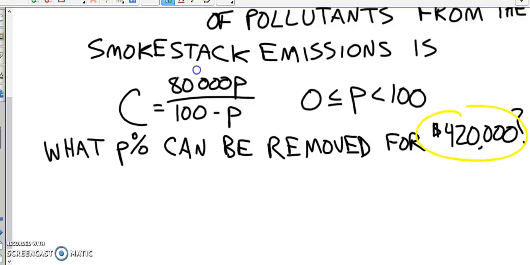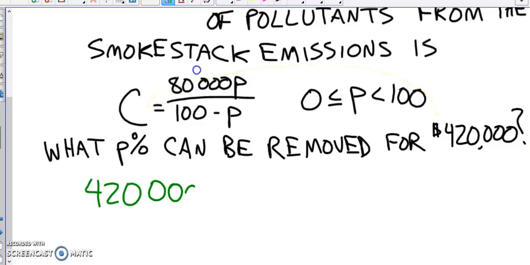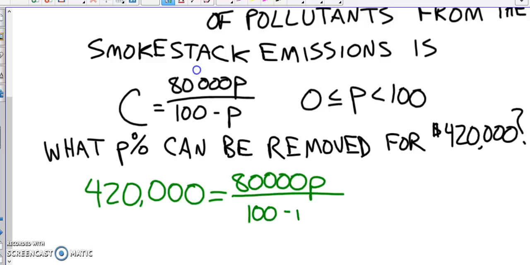So that can be plugged into C, and then we can solve for P. So $420,000 equals 80,000 P over 100 minus P.